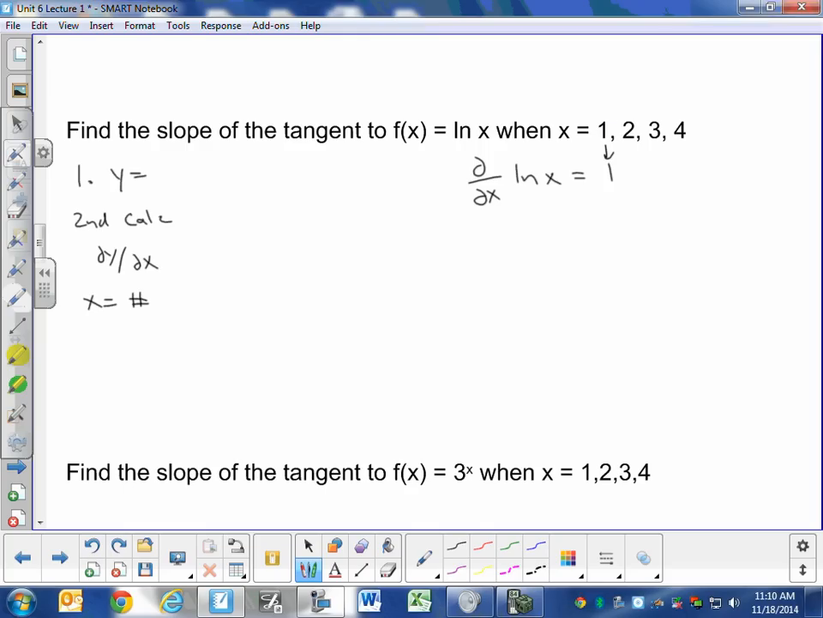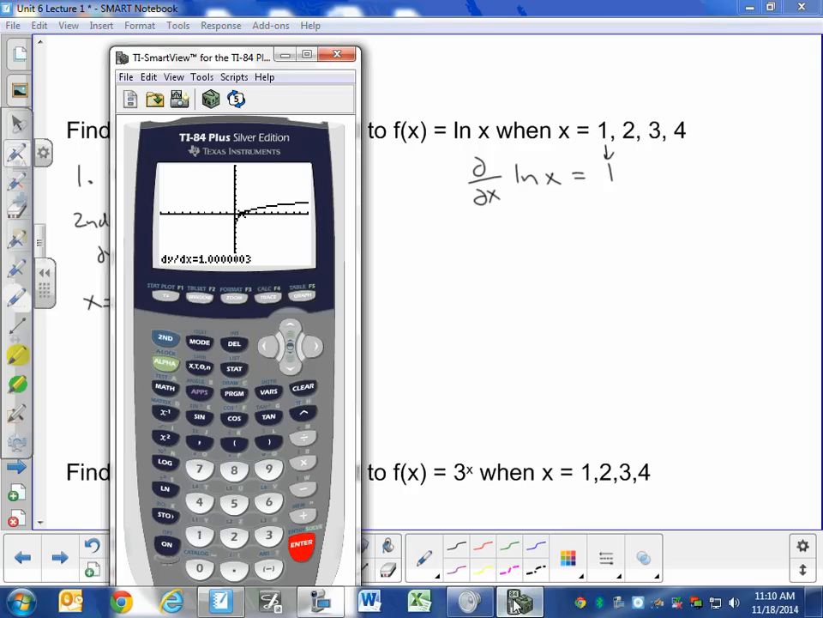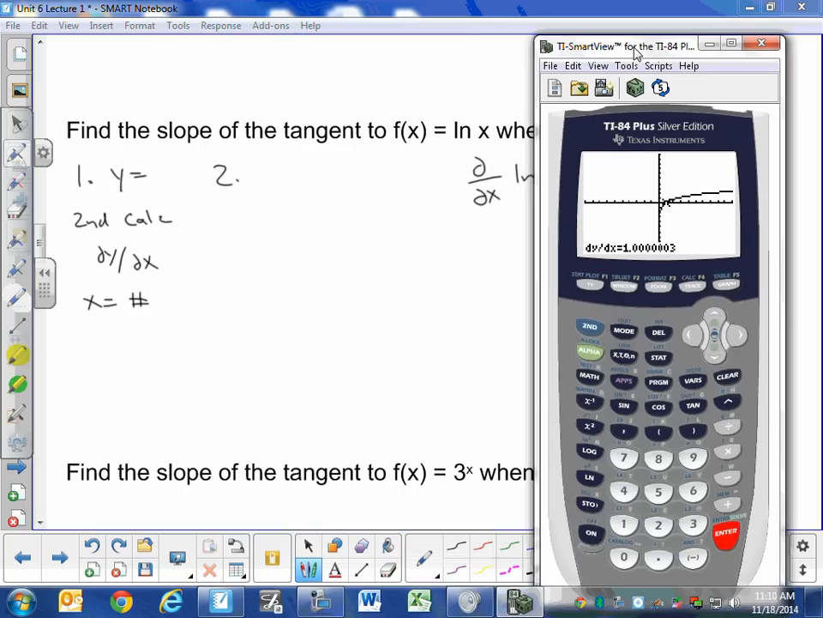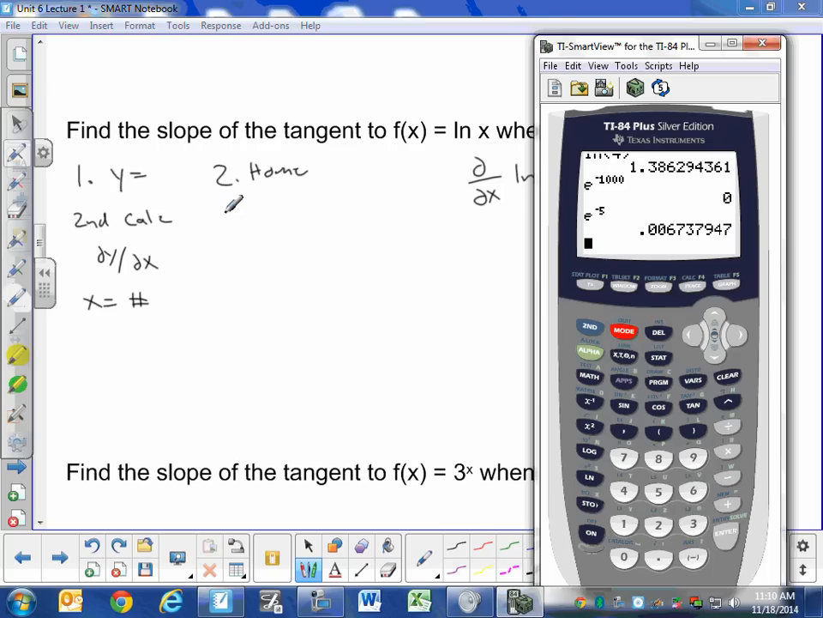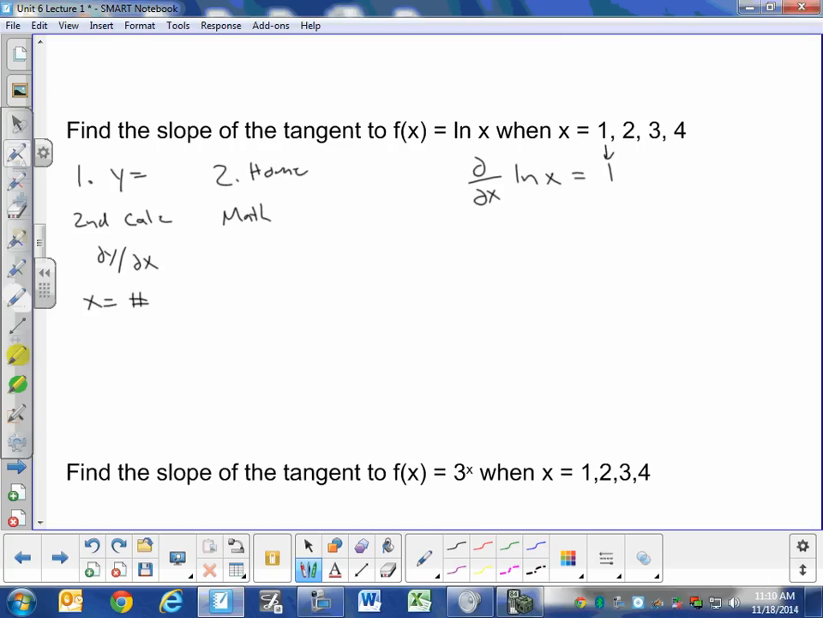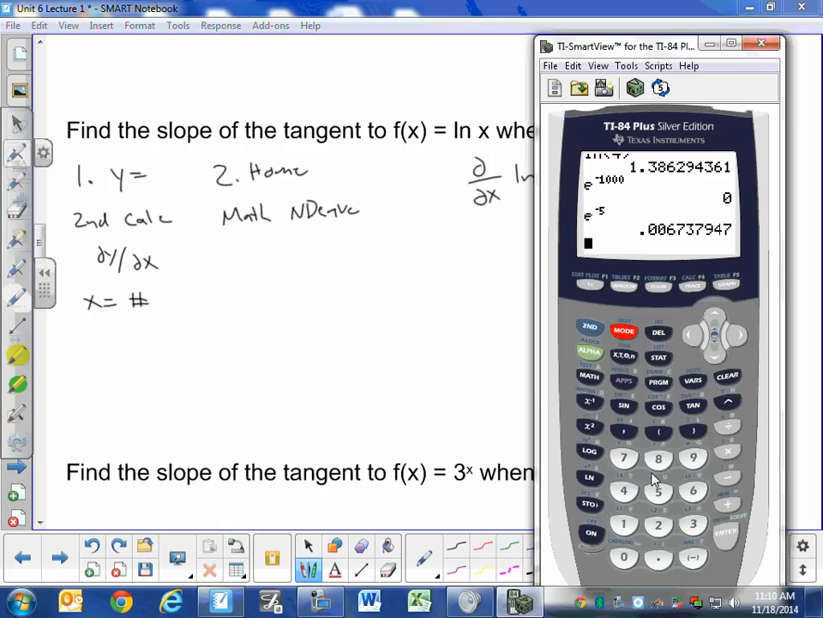Okay, interesting. Well, let me show you the second way to find derivatives, and we'll do the derivative of log x when x is 2. So I can go into my home screen. The second way is through the home screen. If you go to math and down to 8, it's nDeriv. Everybody go there and click on it.